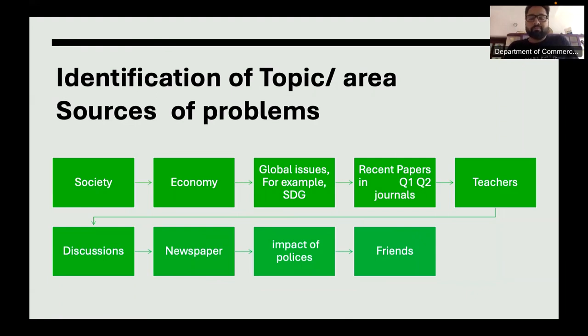And you can find problems in newspapers like Economic Times, Business Line. There are business newspapers. If you read a couple of months earlier daily news by collecting from the library or somewhere else, you can also get problems. And there are impact of policies, impact of GST, impact of CBDC. So there are policies introduced by the government. So you can study the impact of policies. You can get problems from the friends, colleagues, etc. So these are the sources of problems mainly you will get for the project.